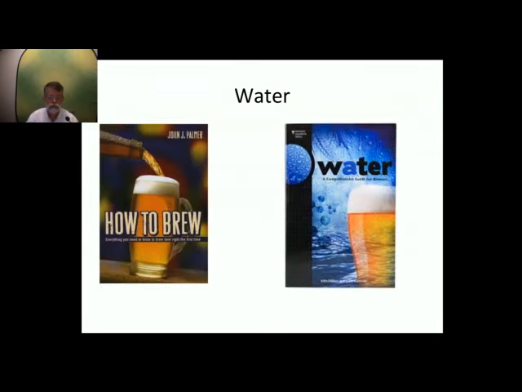The textbooks we're using are both by John Palmer. The first one is How to Brew. This is a basic home brewer's Bible, basically. It tells you everything you need to know about how to brew. And so it's a very nice overview with some detailed discussions in some of the later chapters, which I'll be referring to. Then we have his book about water. It's a comprehensive guide for brewers. In this water book, he goes into quite a bit of technical detail about water chemistry. I'm going to try to lead you through that particular book.